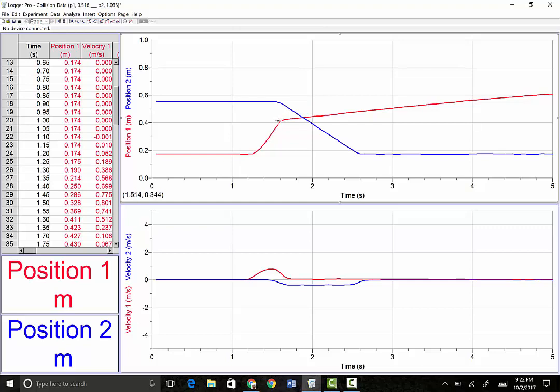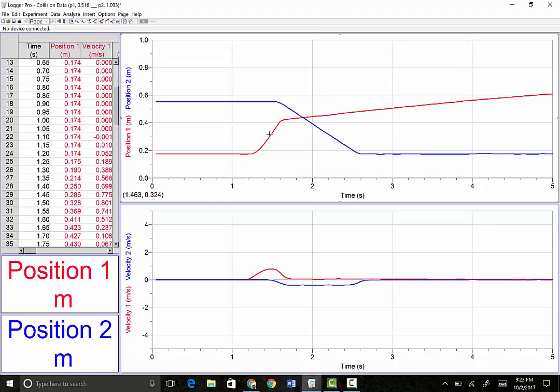The slope of a position versus time graph is velocity, and cart 2 was at rest in this case before the collision happened right here. It caused cart 2 to change its velocity to whatever this slope is, and cart 1 changed its velocity to whatever this slope is. So the collision happened right here, and here we get changes in slope, and there you go.